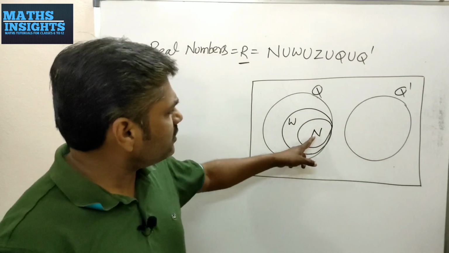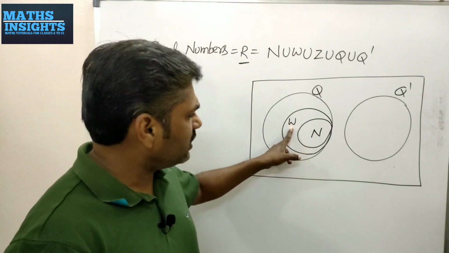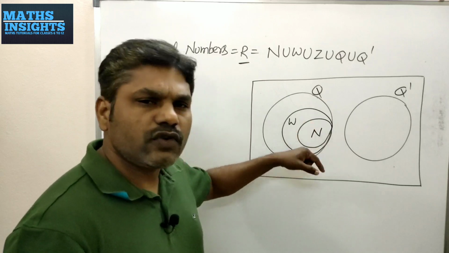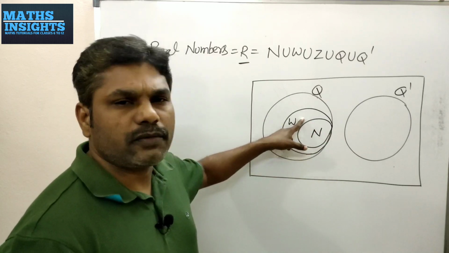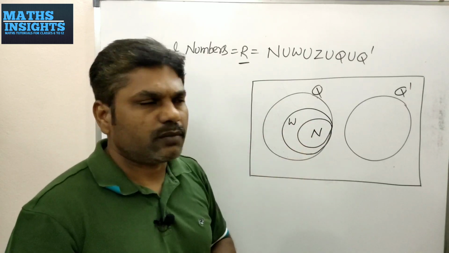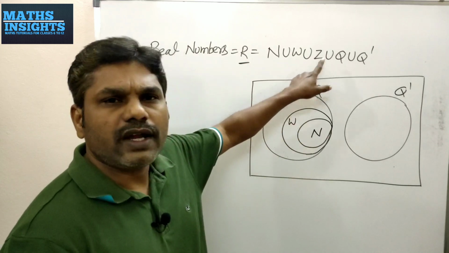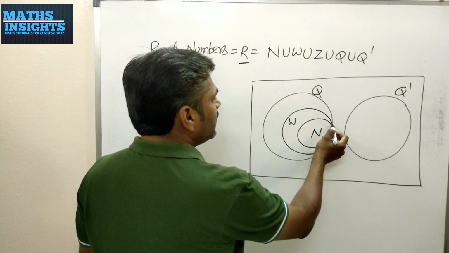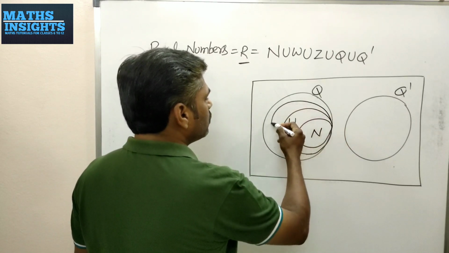Why? Because natural numbers and whole numbers are different. In natural numbers you could not find 0, but if you include 0, then that will become the set of whole numbers. And also integers. So you can represent integers also.